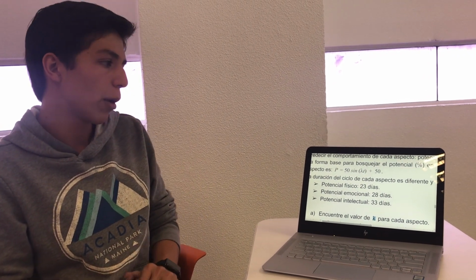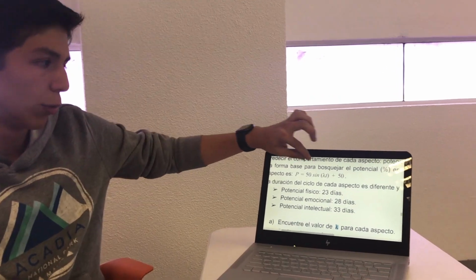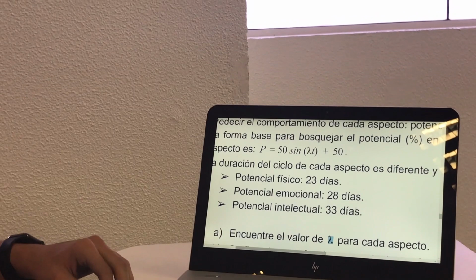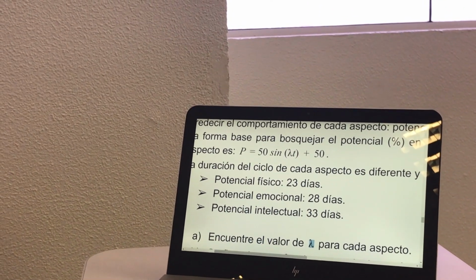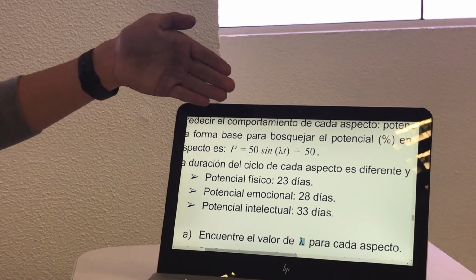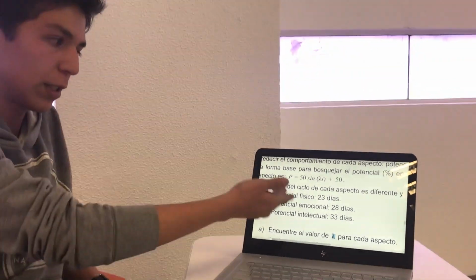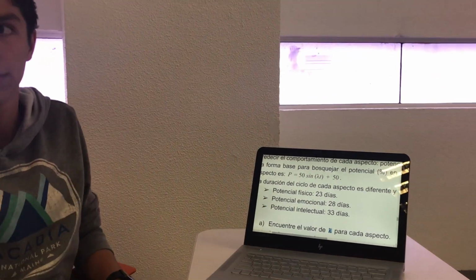So in the problem, we're given this formula that tells that the potential is equal to 50 sine of lambda times t, that represents our time, plus 50. With this formula, we're going to get the cycle of each potential for the physical one, for the emotional, and for the intellectual.